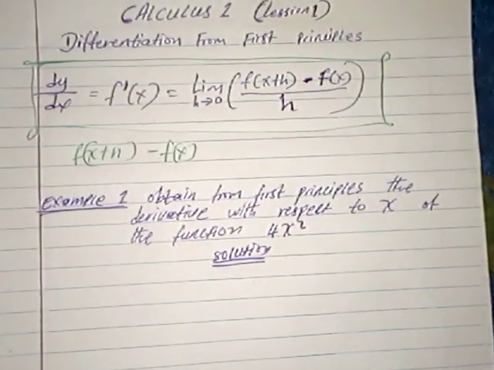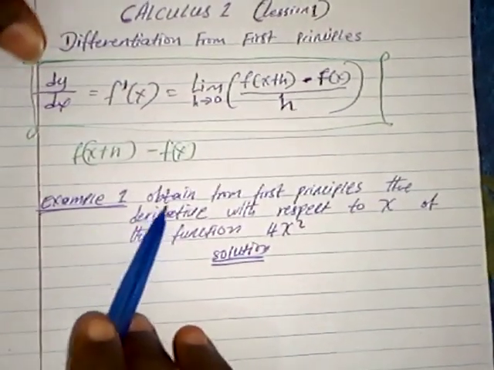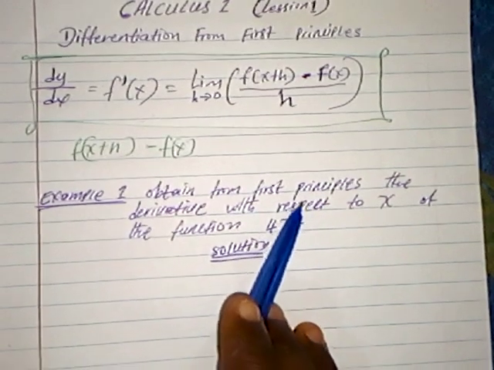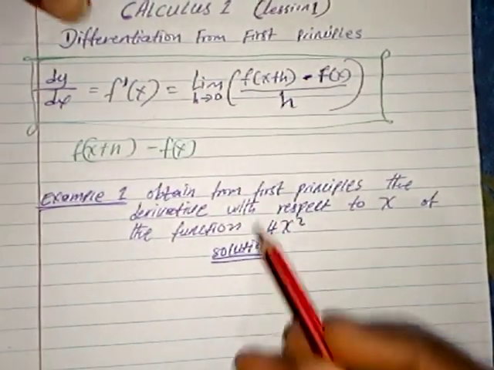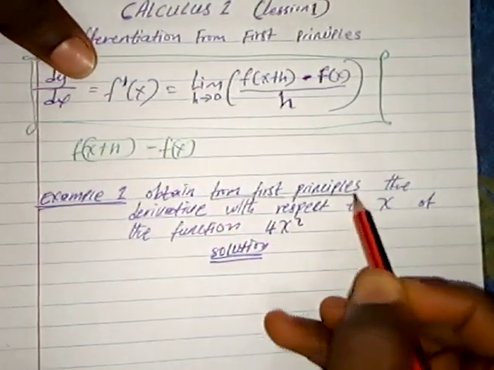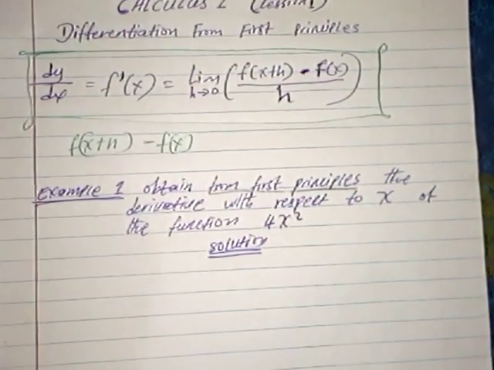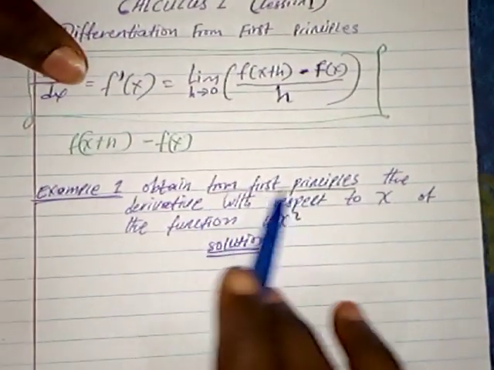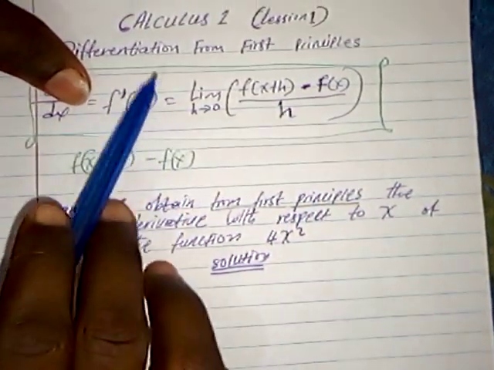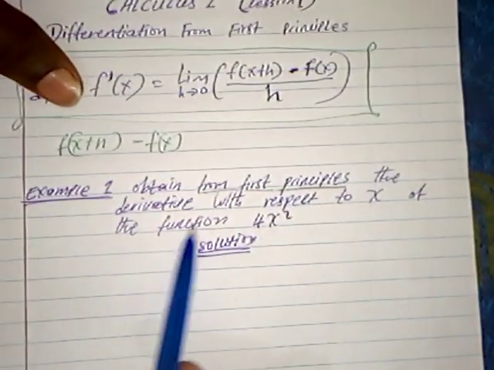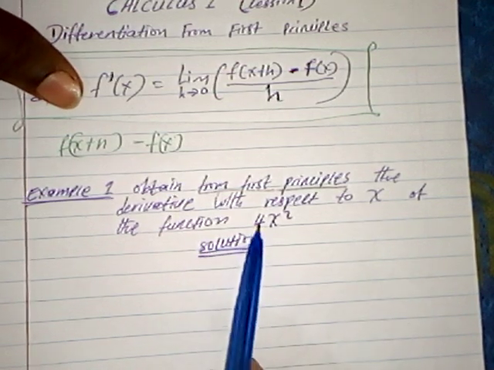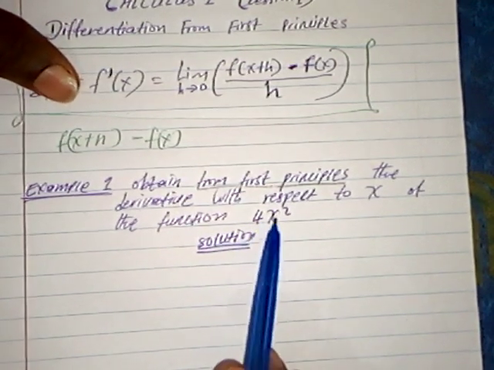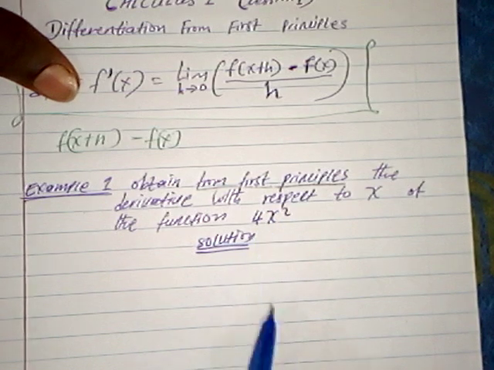This is our first example. Example 1. Obtain from first principle. Anytime you see a calculus question that asks you to solve from first principle, take note of this. That means you have to use this formula. The derivative with respect to x of the function. What is the function? 4x squared. So use the first principle to solve this function.